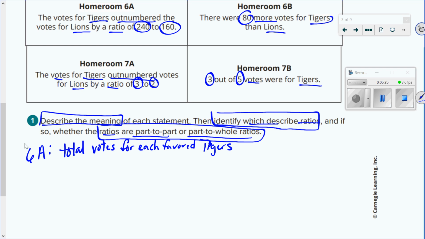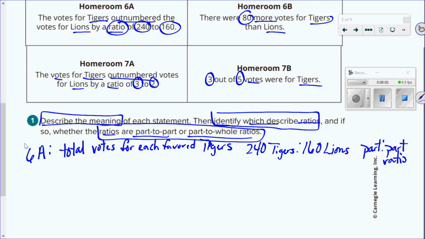Guys, they gave us a huge hint here. Ratio. That's what it said. It's a ratio. So what was the ratio? 240 tigers to 160 lions. And finally, since we now know it was a ratio, what type of ratio was it? Part-to-part ratio. Okay, hopefully that helps everybody understand what you should have been doing the whole time.